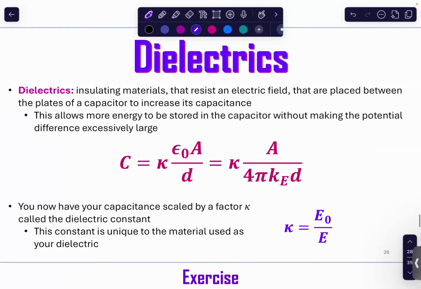All right, dielectrics. These are the materials that you use to make your capacitor store more energy. These are going to be insulating materials that you stick between the plates of a capacitor. Does that seem right, that I'm going to use an insulating material to increase the energy storage of the capacitor? What does an insulating material do to the electric field?